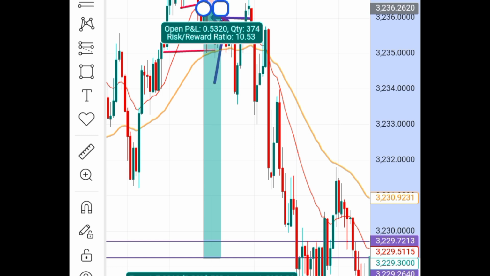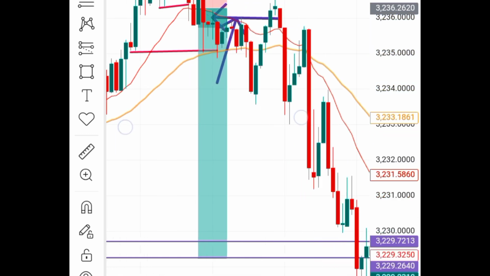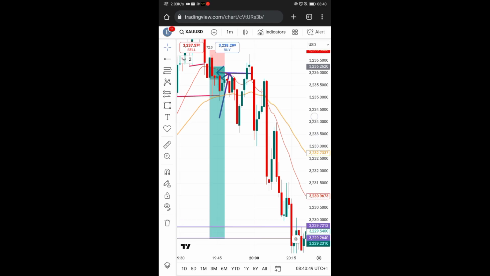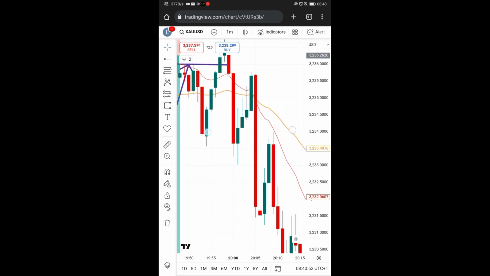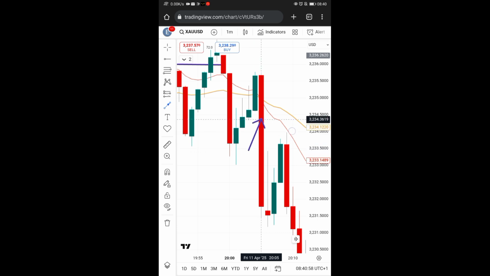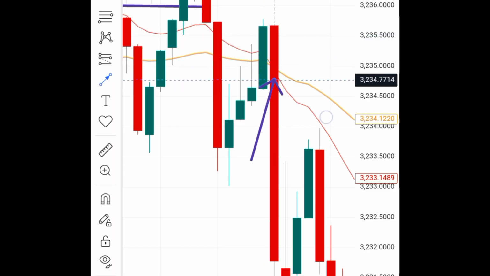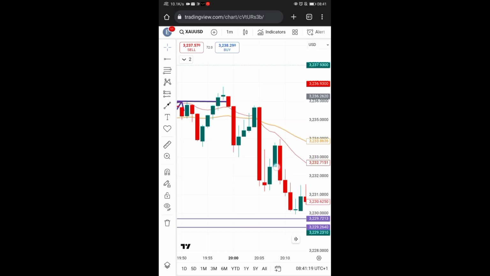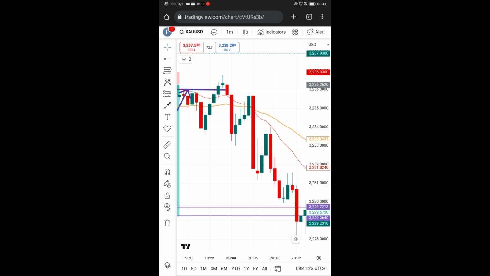Also, for you to get a re-entry on this market, you can have a re-entry when these moving averages cross each other. You see the market come into this moving average, and then the moving averages cross each other. After they cross, you look for an engulfing candle to come out of that zone. Once the engulfing candle is done, you can place your trade.